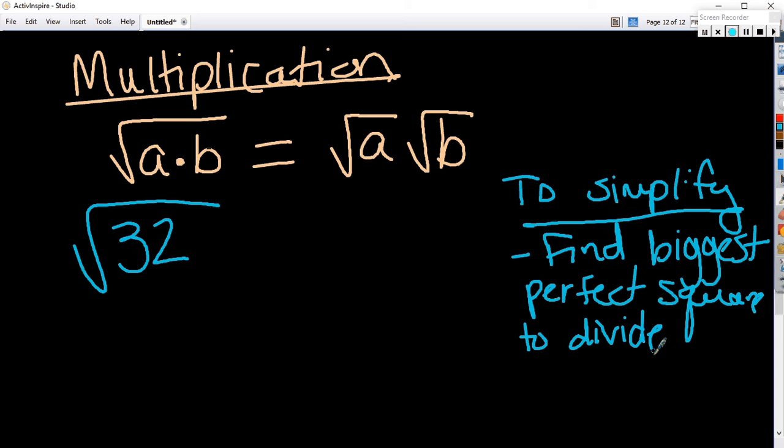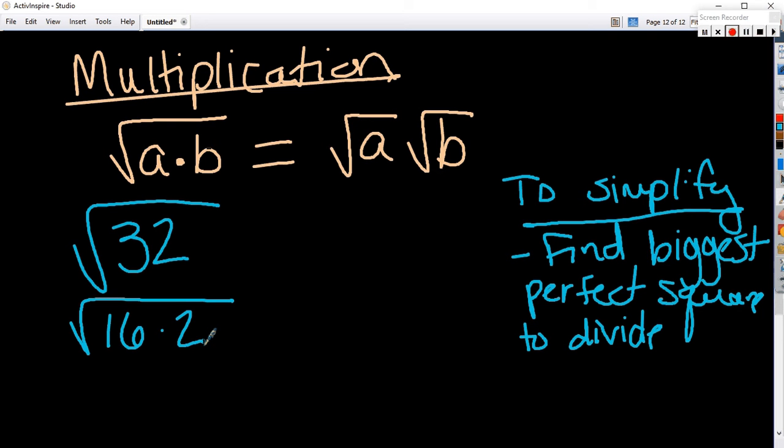So looking at 32, if you look at this list behind me, I generally start pretty close to it. So can you divide 32 by 25 without a remainder? No. How about 16? Yes. 16 times what is 32? 2. So what I can do is I can say, well, this is the same thing as 16 times 2. Do you agree? Yes, no, maybe so? Okay. Y'all stay with me.